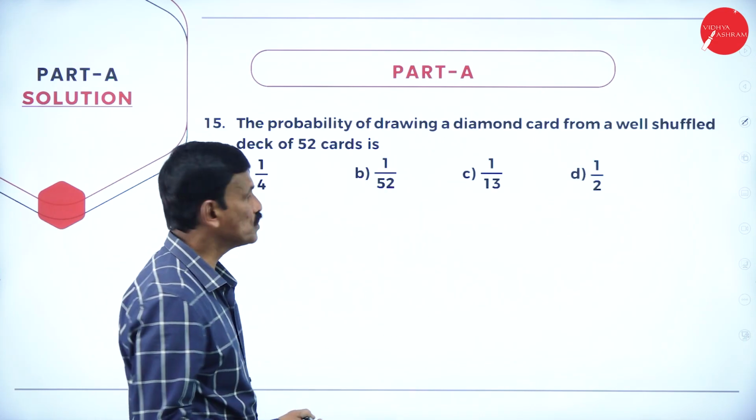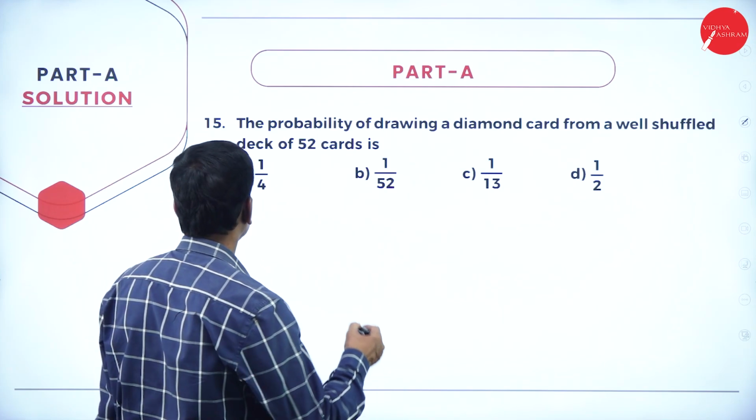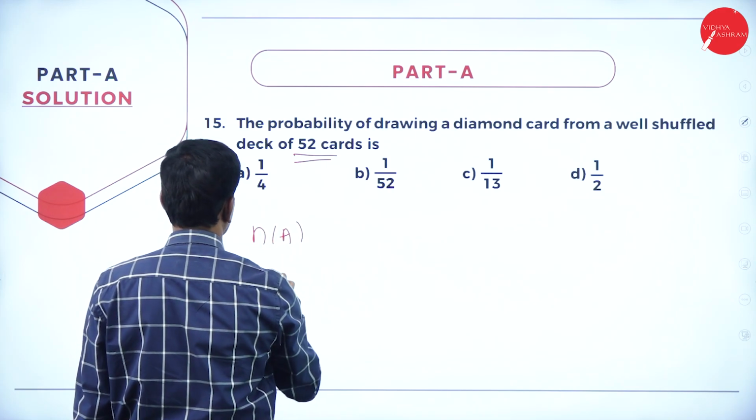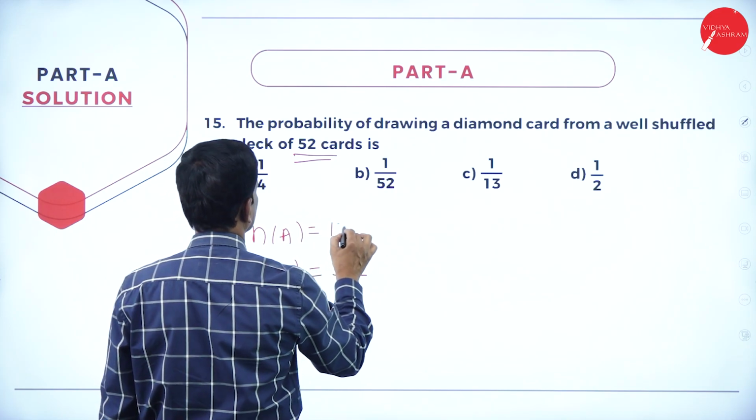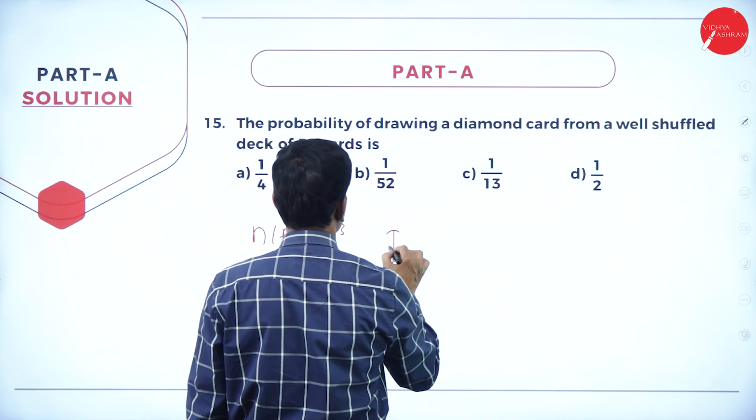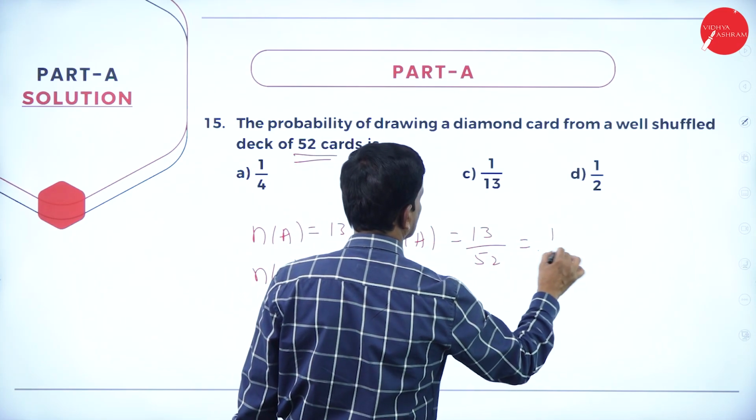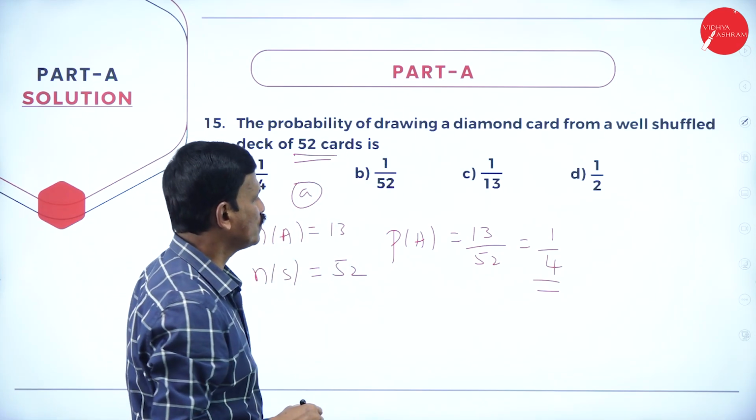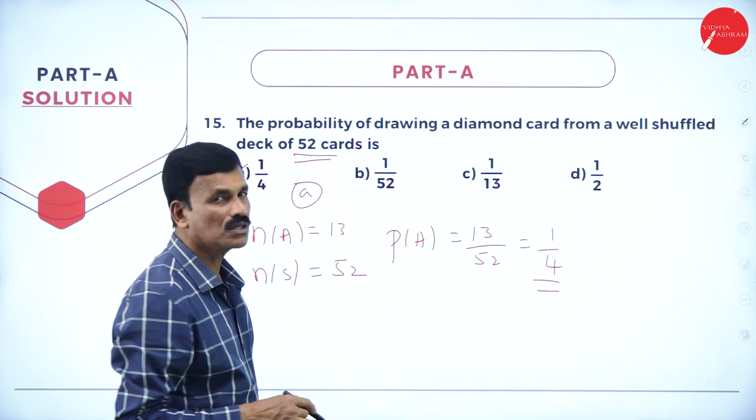The last in MCQ. The probability of drawing a diamond card from a well-shuffled pack of 52 cards. So, n of A and n of S. Number of cards in a deck is 52. Number of diamond cards is 13. So, probability of getting a diamond card is 13 divided by 52, that is nothing but 1 by 4. So A is the option. 13 by 52, or 1 by 4, is the answer. Now this is how we are going to solve the MCQ.